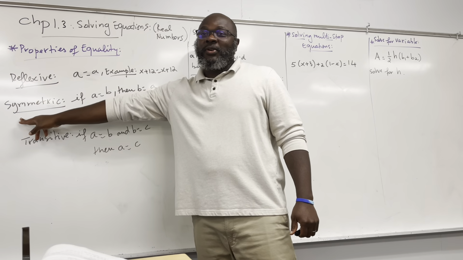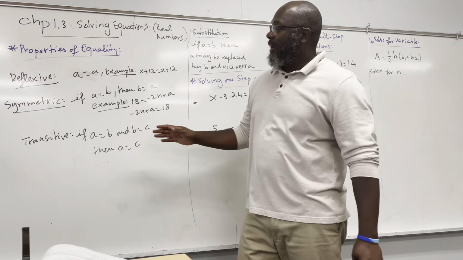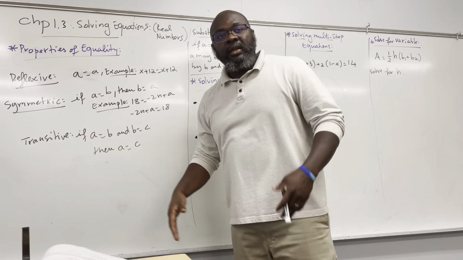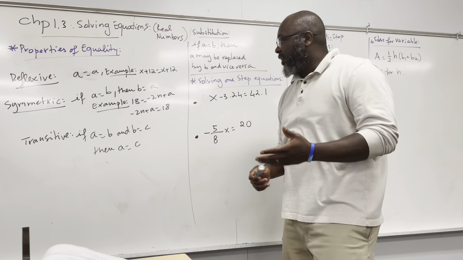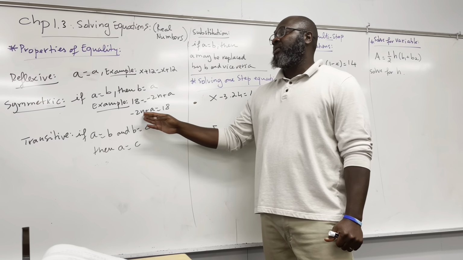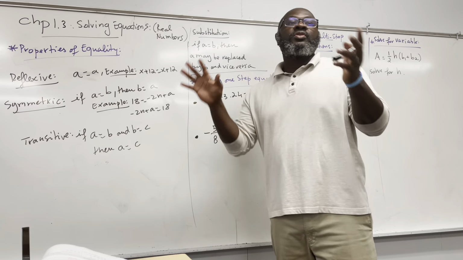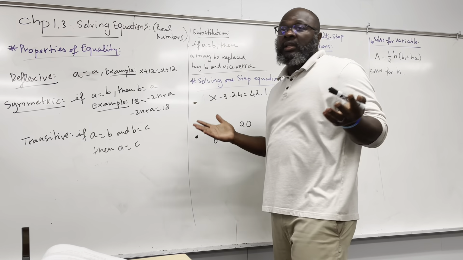The next property is called the symmetric, right? Symmetric. So basically, if A is equal to B, then B is equal to A. Does that make sense? If I give you an example here, 18 is equal to negative 2n plus a, that means negative 2n plus a is equal to 18. It sounds almost like the commutative law where you can switch things around.